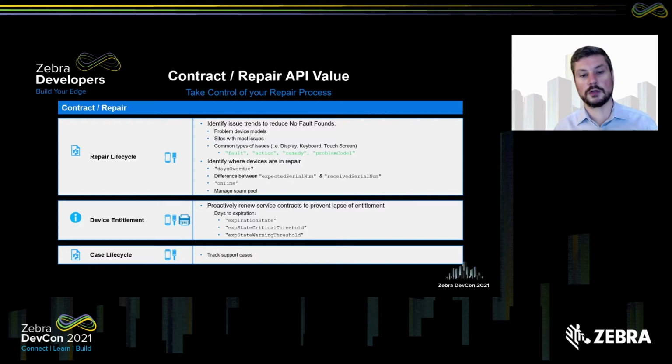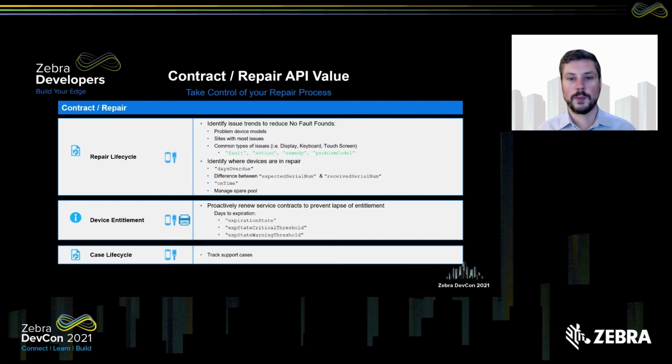That way you can start understanding if your users are breaking a lot of the devices, you can see that. Are you sending a lot of devices for repair and no trouble is found on those devices? Ultimately you're shipping those to Zebra, not having those devices to use while they're being evaluated and sent back with no change made to them. We want to help you reduce that.